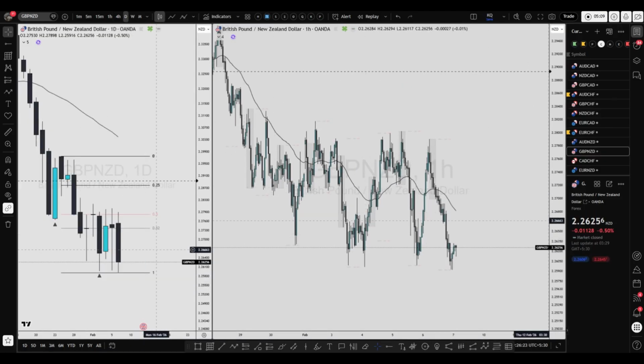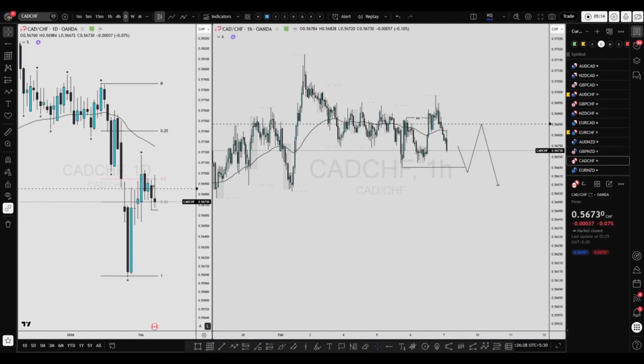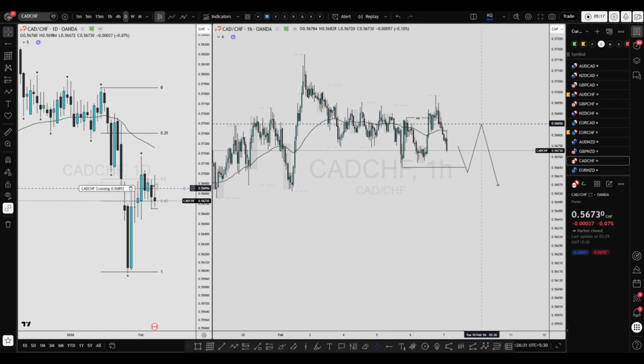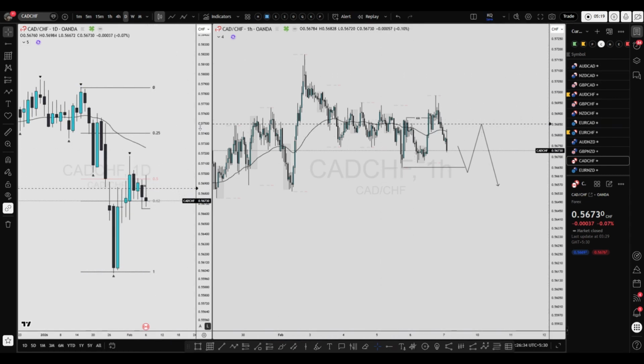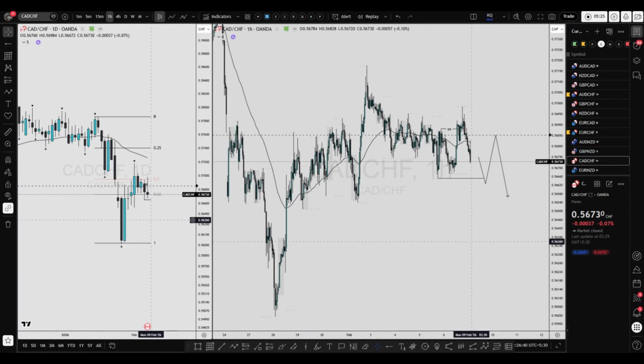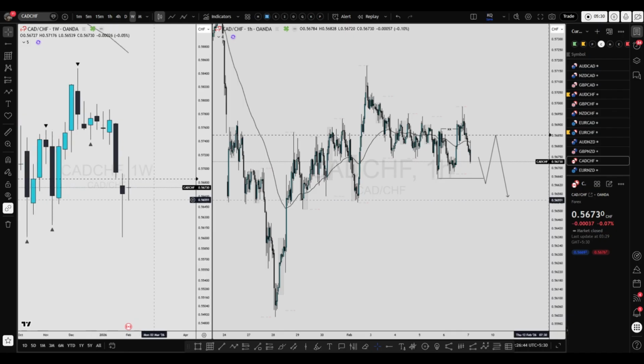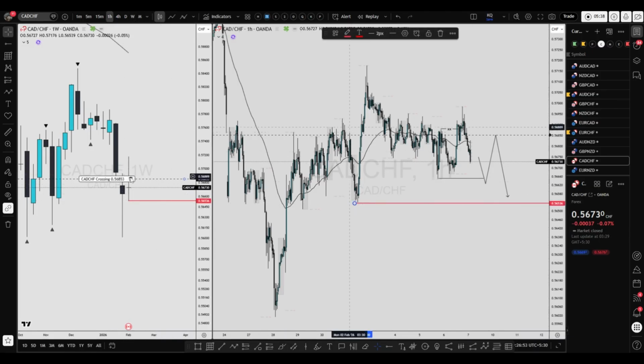There is nothing in GBP NZD right now. CAD CHF, okay, this is something interesting. We are dropping from the premium price in a bearish market environment, and the weekly bias is bearish. We can actually look for this lows because the last weekly candle cleared this high and closed inside this range. So it's possible that we're going to clear this lows in the upcoming week.